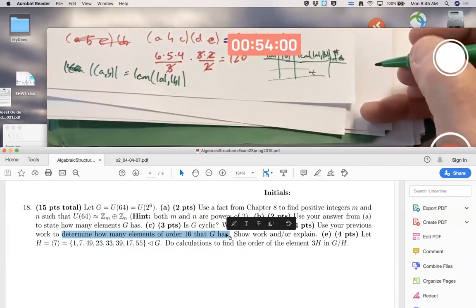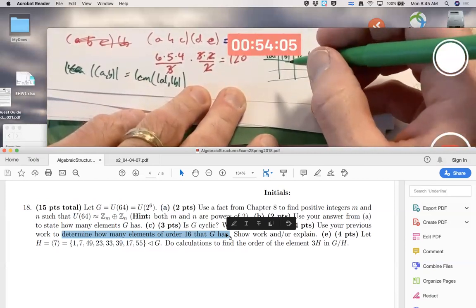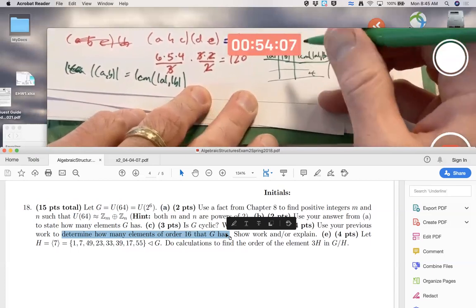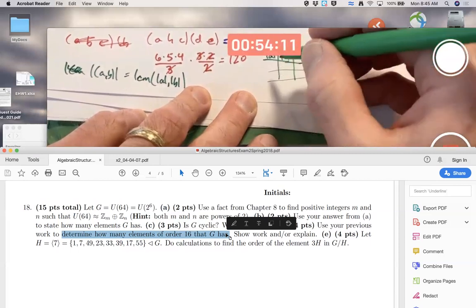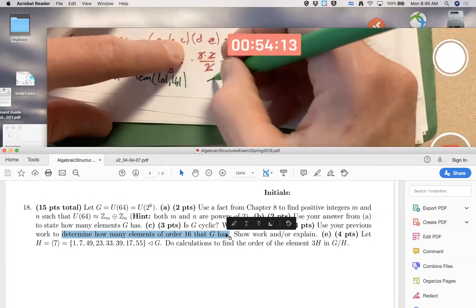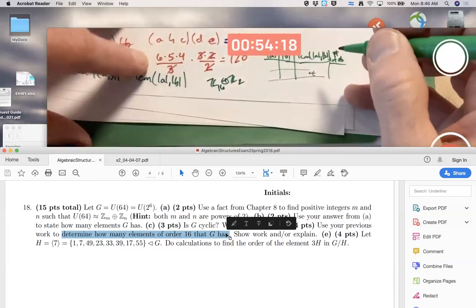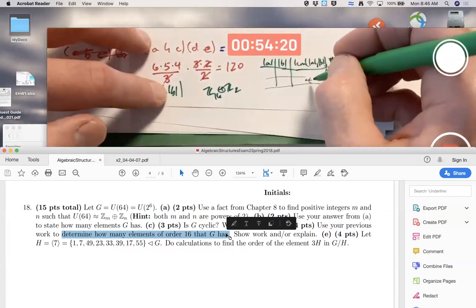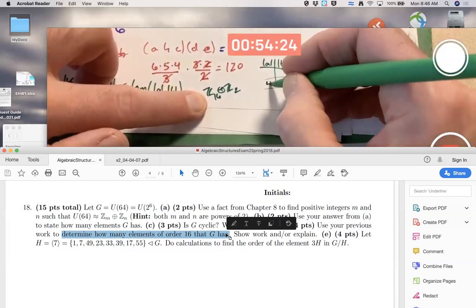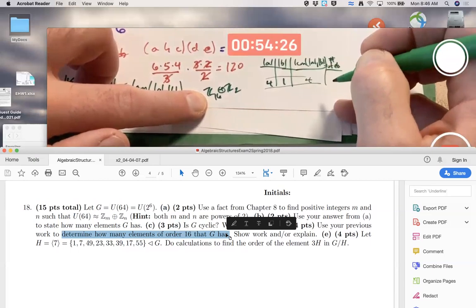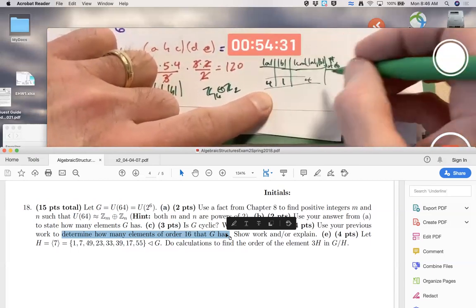Well, no, careful. I need to be more careful. One way for the LCM to be 4, if I'm talking the external direct product of Z16 and Z2, is when the first component has order 4 and the second one has order 1. There's only one choice for B, but there are 2 choices for A.